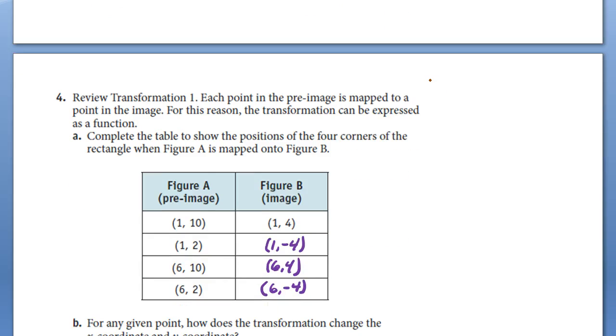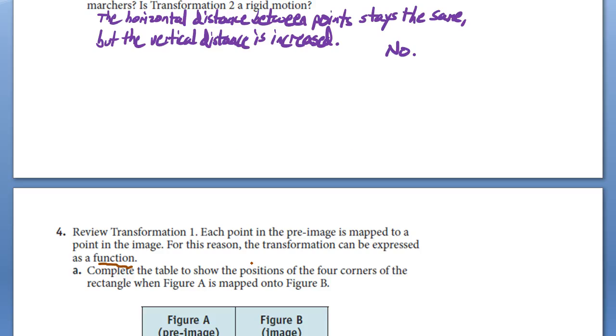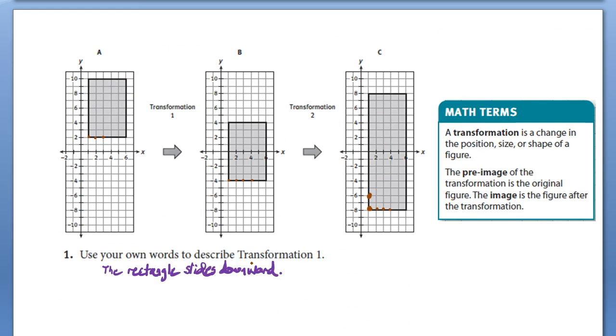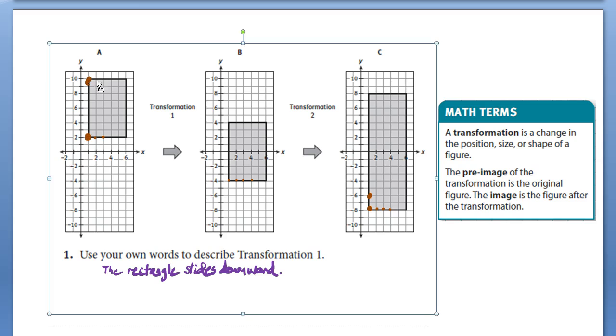Number 4, review transformation 1. Each point in the pre-image is mapped to a point in the image. For this reason, the transformation can be expressed as a function. Complete the table below to show the positions of the 4 corners of the rectangle when figure A is mapped onto figure B. So you notice the 4 corners of figure A. They're at (1, 10), (1, 2), (6, 10), and (6, 2). If I show you that picture again, you can see where those came from. Right here is (1, 2). Here is (1, 10), (6, 2), (6, 10).